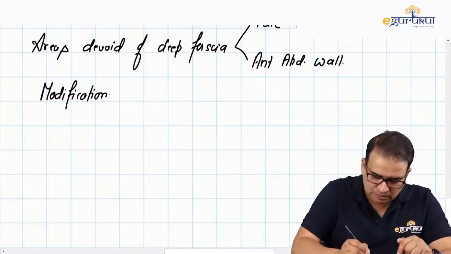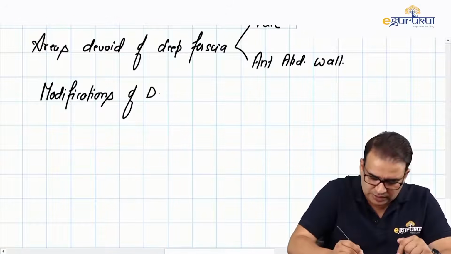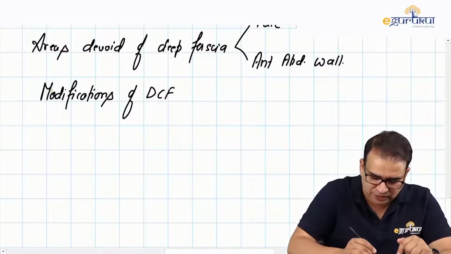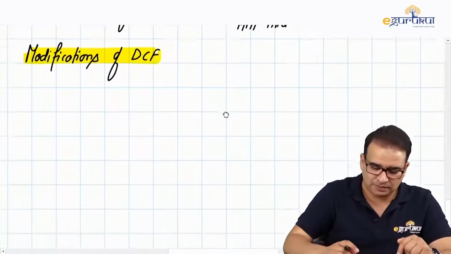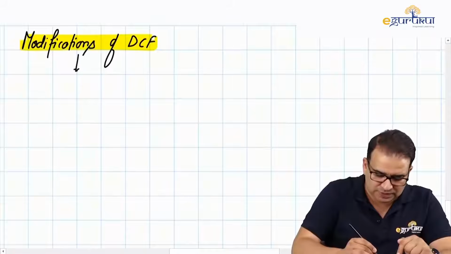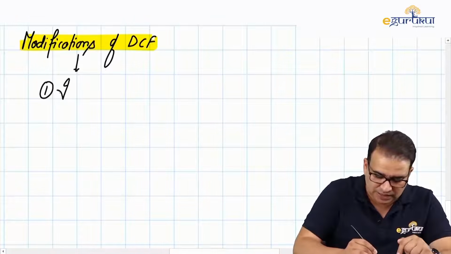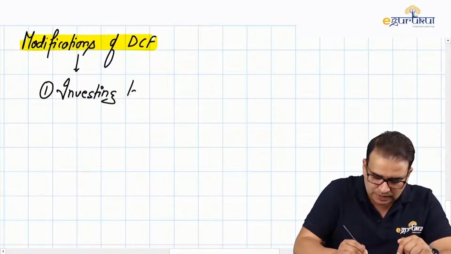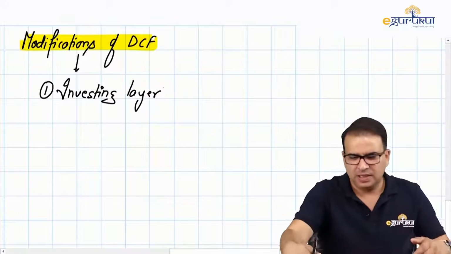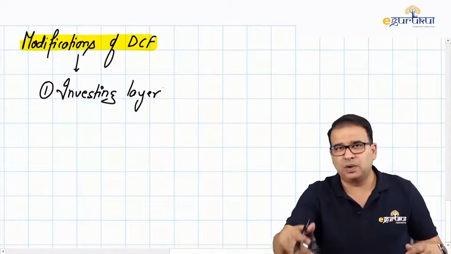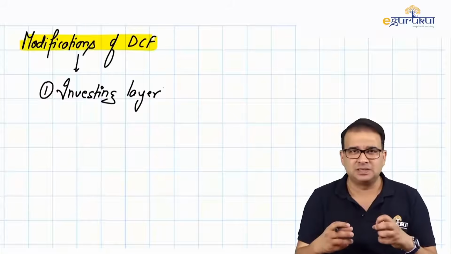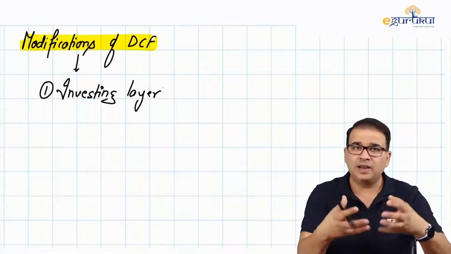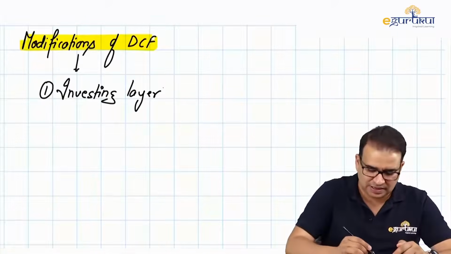So let's talk about the modifications of DCF. I'm writing DCF for deep cervical fascia. Let's name them first and then we'll discuss them diagrammatically one by one. The modifications of the deep cervical fascia include, number one, the investing layer. As the name suggests, the investing layer is the one which invests certain structures inside, some glands, some muscles, some spaces. So they basically surround or invest structures inside. So we call it the investing layer.